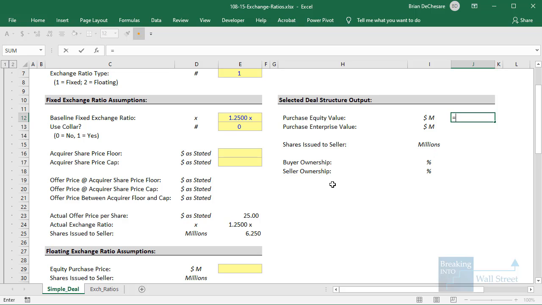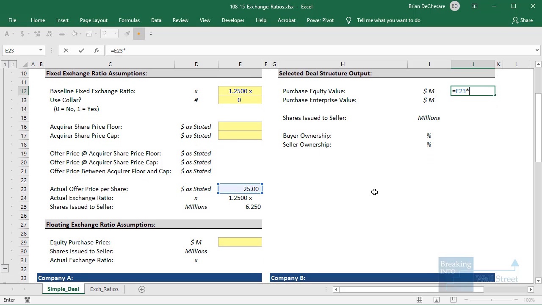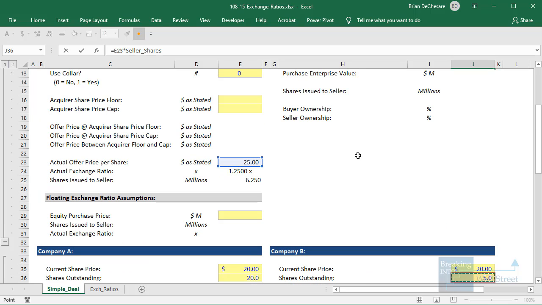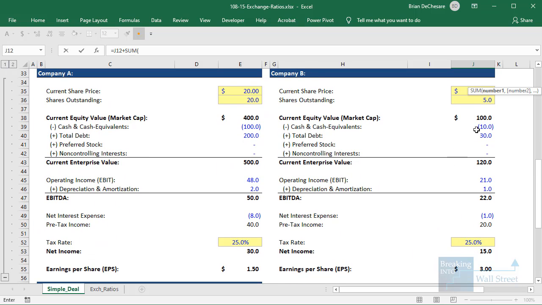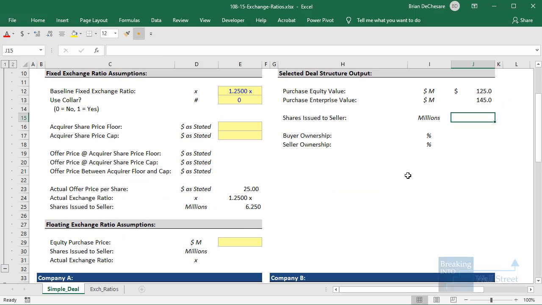equity value, this is just going to be equal to the offer price per share for the seller multiplied by shares outstanding. And then the purchase enterprise value will just be the purchase equity value plus all the items in the enterprise value bridge. So subtract cash, add debt, preferred stock, non-controlling interests. For the shares issued to the seller, we just link to our number here.